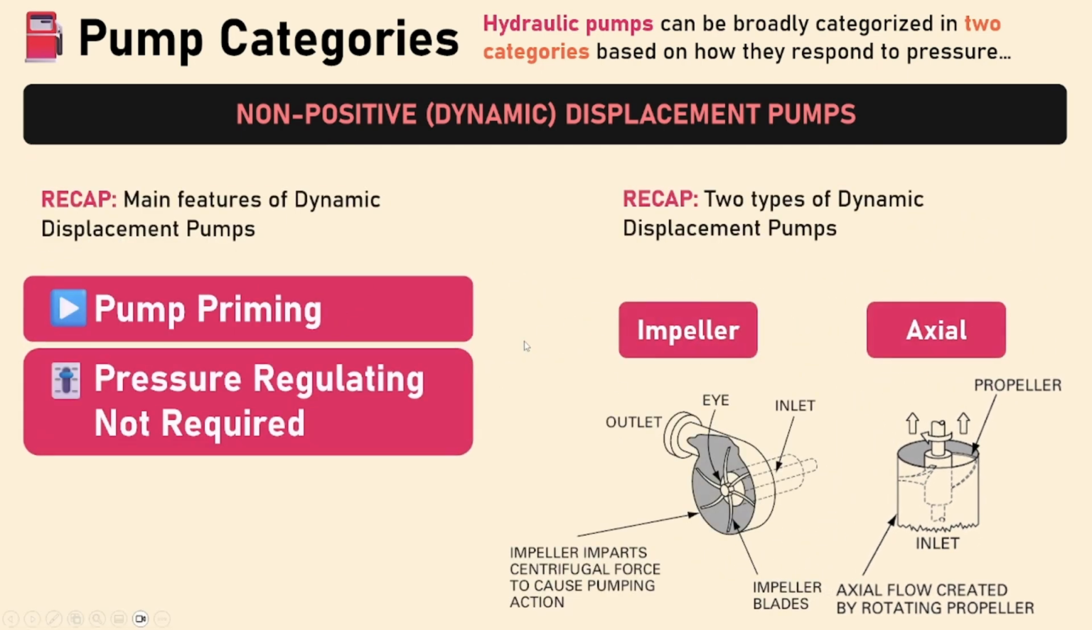Again, just as a quick recap, remember that for dynamic displacement pumps, we have to prime these pumps, right? In other words, fill them up with water or hydraulic fluid before we actually do any pumping, and we don't necessarily have to regulate pressure because once these hit a certain pressure, they simply restrict the flow until there is no more flow. And we looked at two different types of these pumps, impeller and axial.